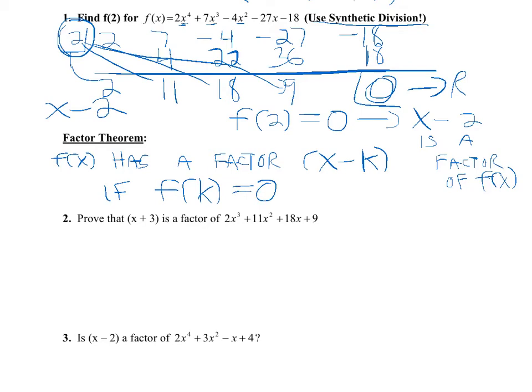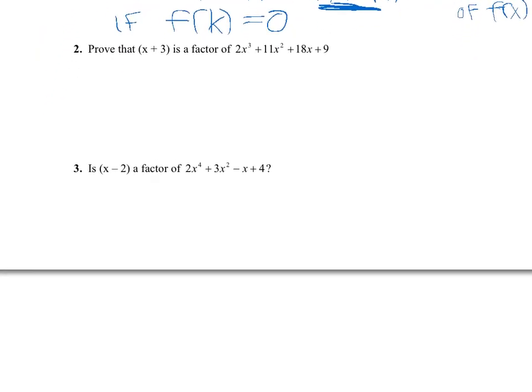This is what we're going to do the next couple of days. This is what you want. You want the remainder to be 0 because you can find the zeros of the function and then also find the factors of the function, which are x minus k. All right, we're going to tie all this together now, for 2 and 3.